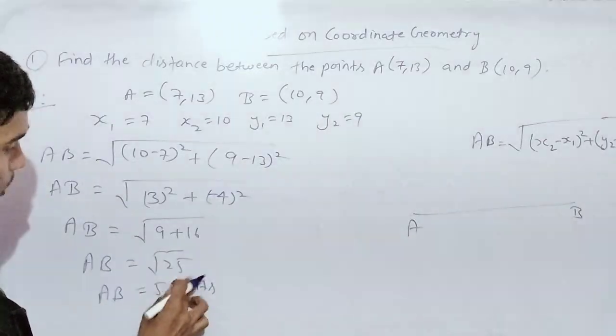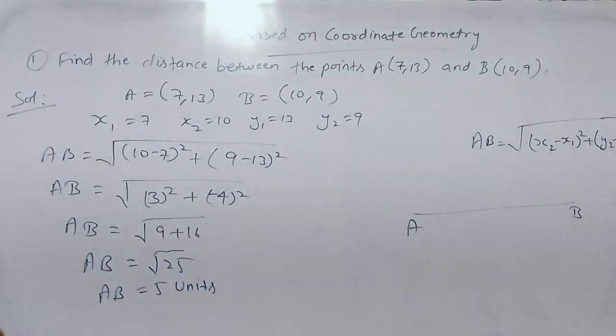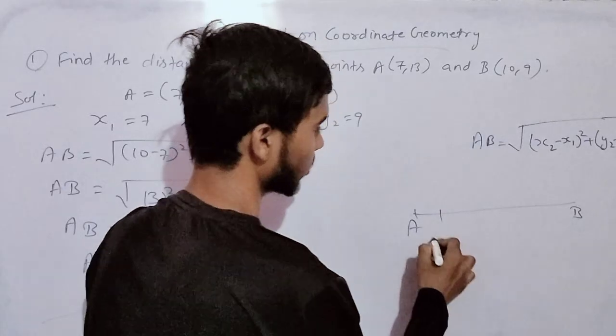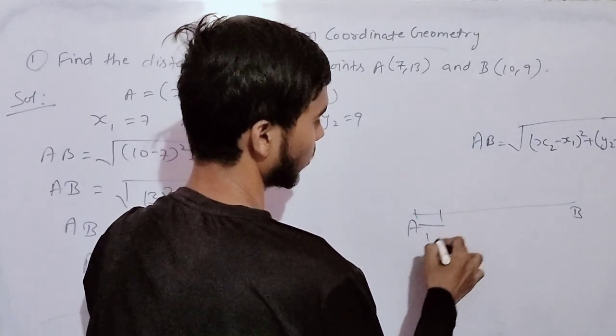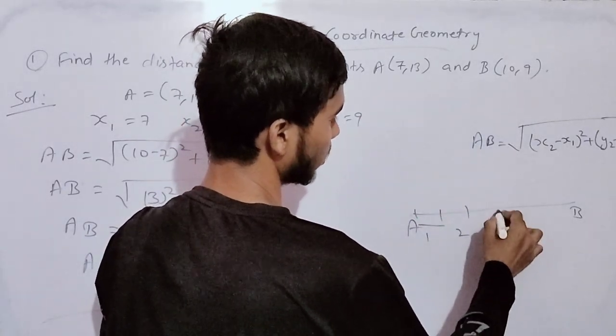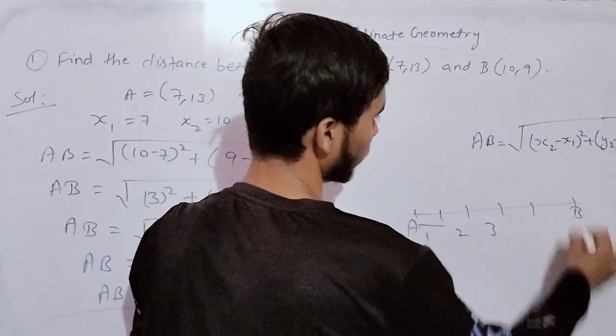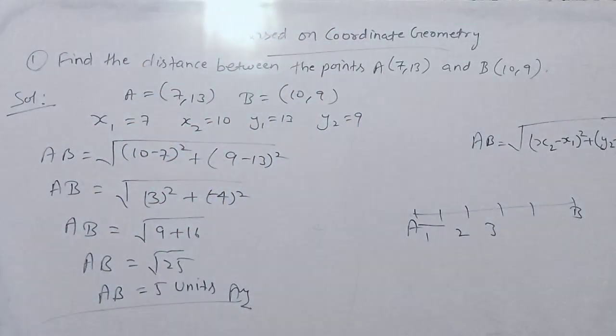5 units. Here we don't write centimeters, because it is a question based on coordinate geometry. That's okay. This is the answer: 5 units. 1 unit, this 2 units, like that: 3 units, 4 units, 5 units. Okay.